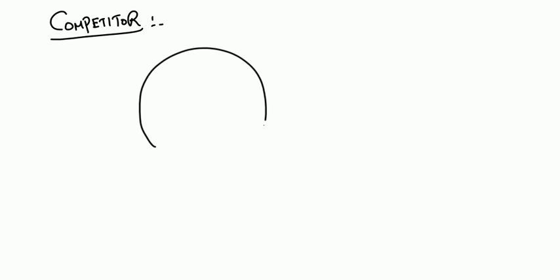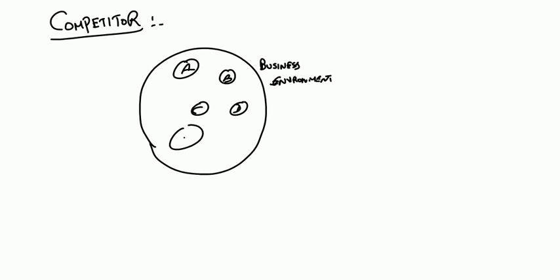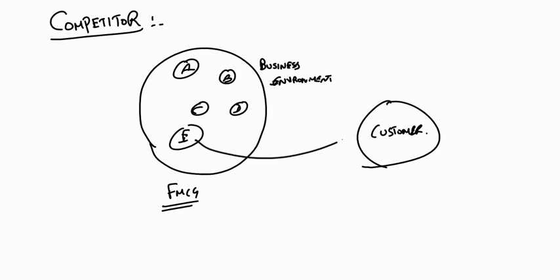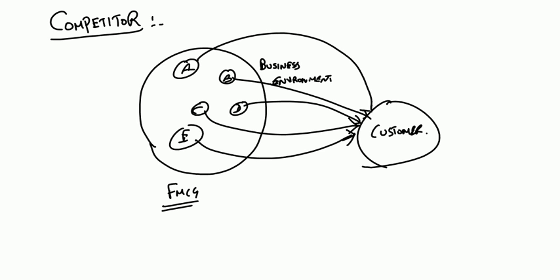Consider a business environment. This is the business environment in which there will be numerous companies like A, B, C, D, E. Okay, there is one customer here. These companies, suppose they are FMCG companies, the target will be the same person for everybody. For homogeneous products, the target will be the same person, but the customer needs only one product.